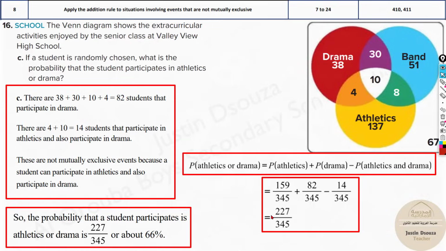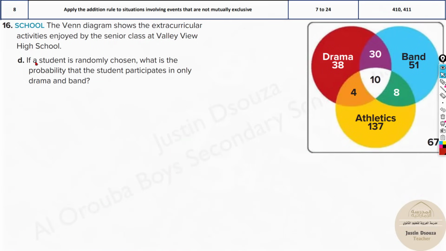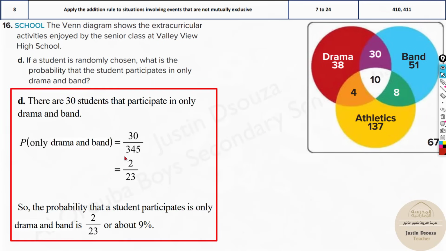This is the important part. And what about the D question? If a student is randomly chosen, what is the probability that the student participates in only drama and band? Now this is, see, "and" is given. Drama and band. Now you don't need to add all this. No. Which is the common term? It's only 30, right? 30 are the students which are only in drama and band, not this one, not 10. Why? Because this includes drama, band and athletics. Only drama and band would be just 30. The answer is 30 divided by 345. So this is the final answer.